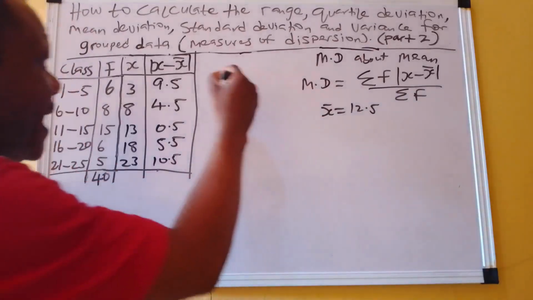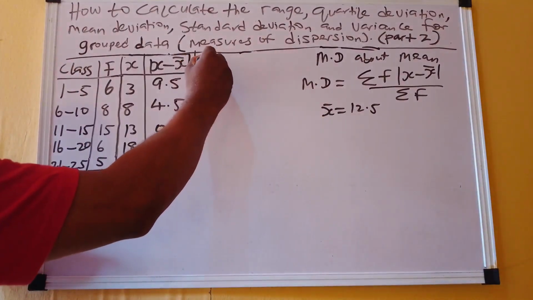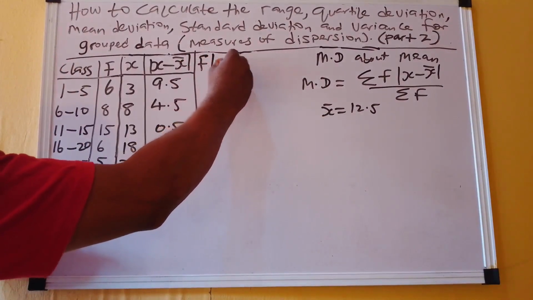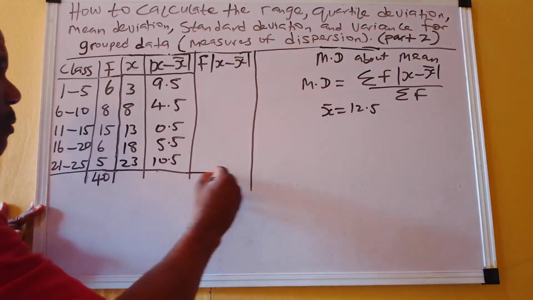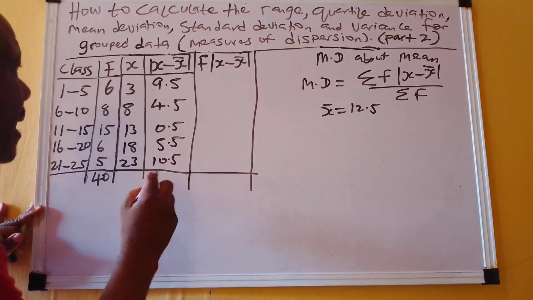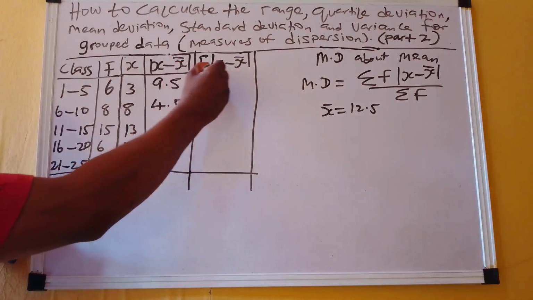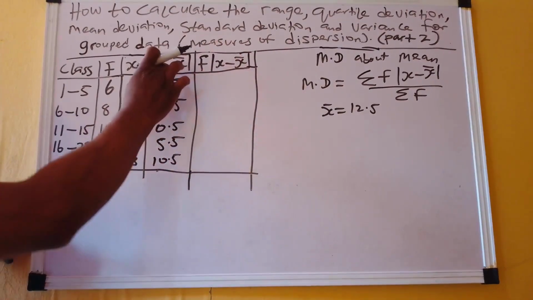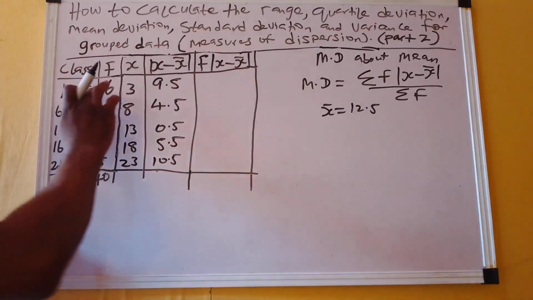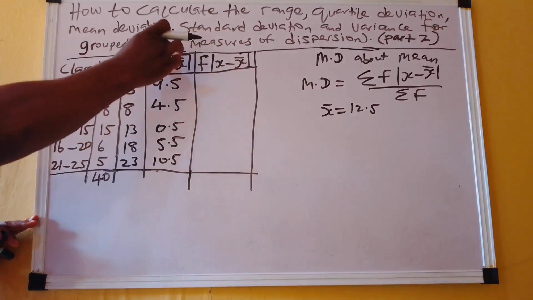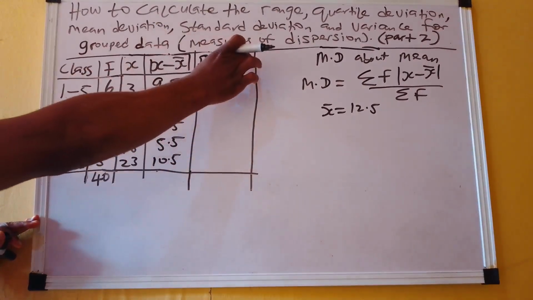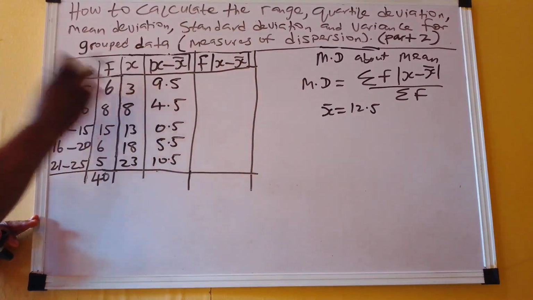Now the next one is multiplying it by f. So you're going to have f times the absolute value of x minus x bar. So you have that. Now what are we doing? We are multiplying this column, which is x minus x bar absolute value, by the frequency. Look at the frequencies here.